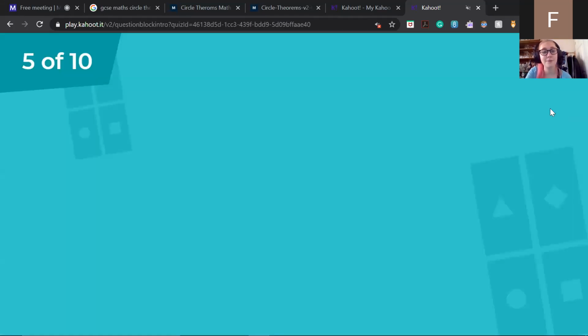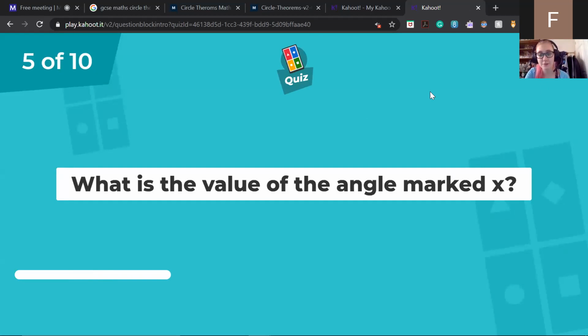So that's done to the scores. Ooh, stayed the same. Okay, halfway through, what's the value of the angle marked X?